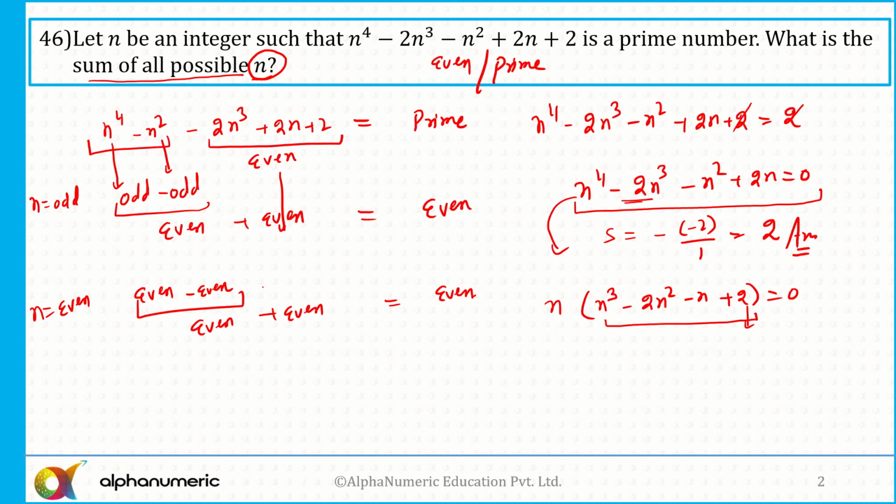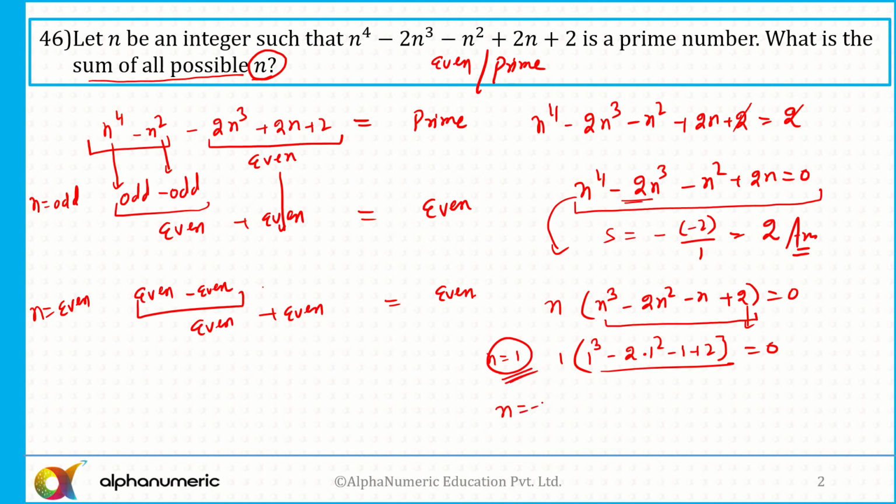Okay, so for example, if I put n equal to 1, what will I get? I'll get 1 into 1 cube minus 2 into 1 square minus 1 plus 2. Is it equal to 0? Yes. If you solve this, this expression is equal to 0. It means one of the roots is n equal to 1.